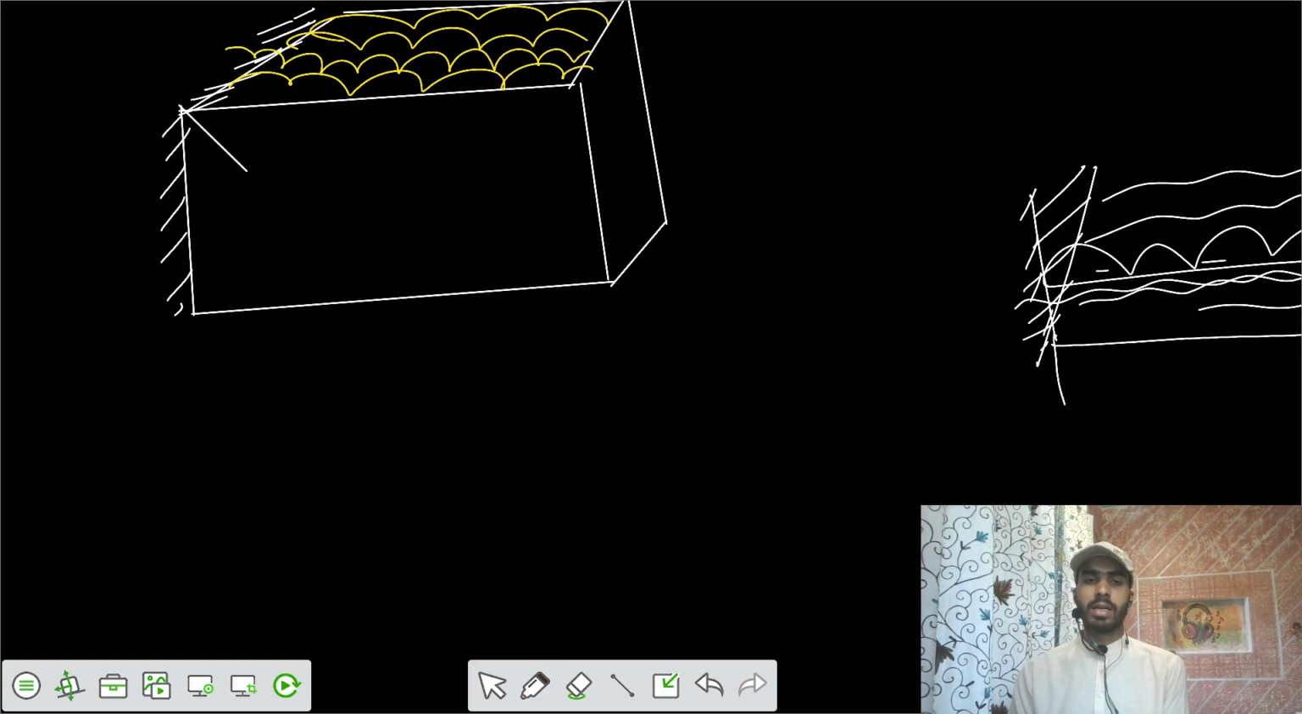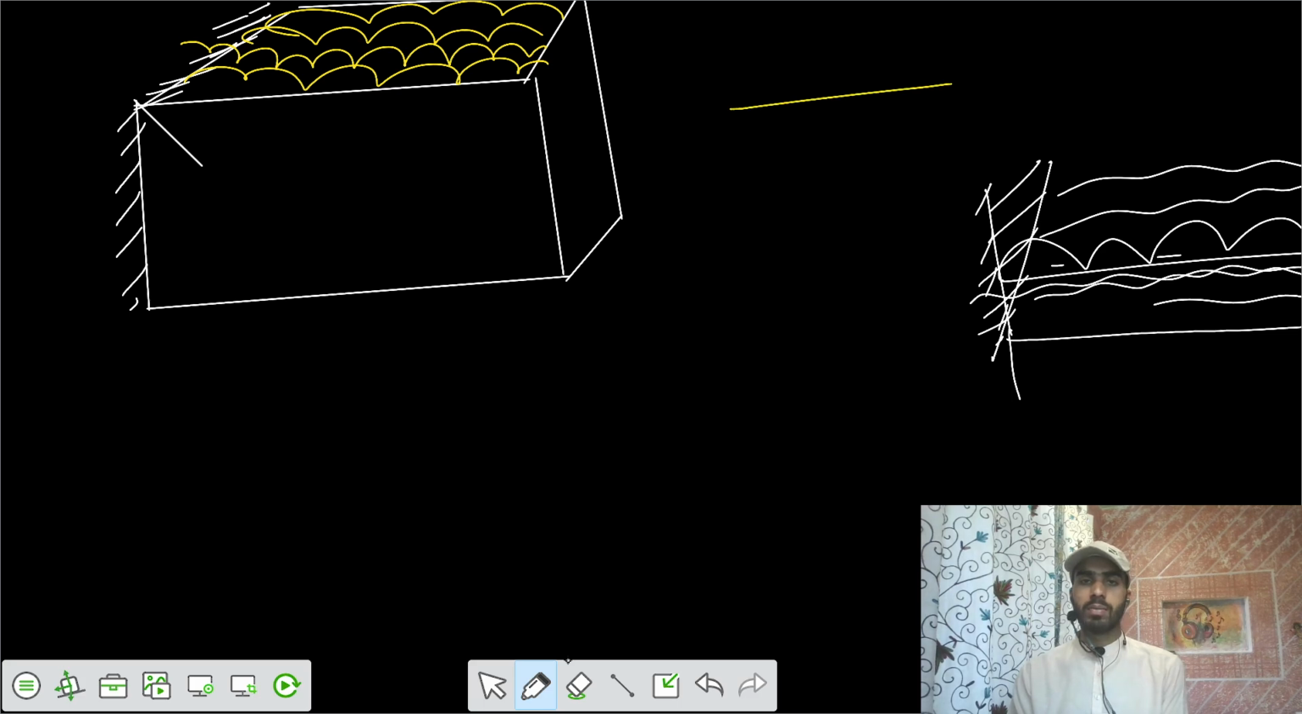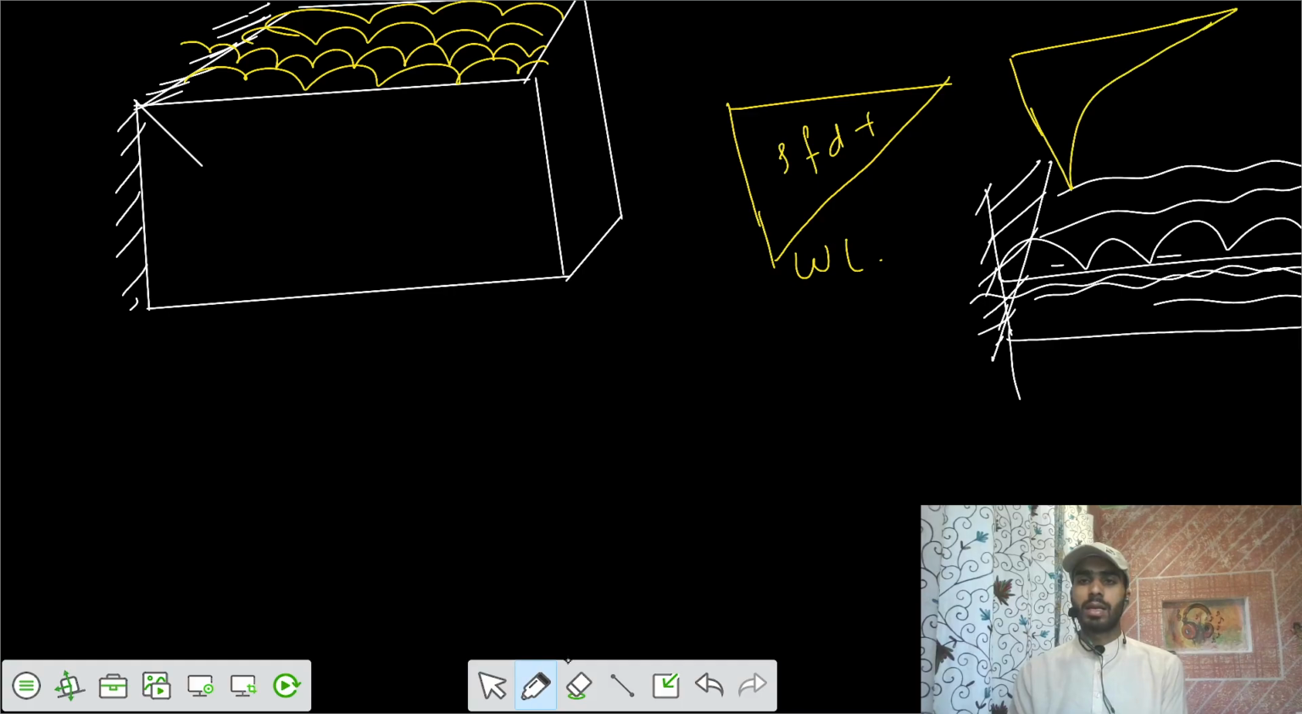Now what would happen? If you draw the shear force diagram, it looks like a linear variation, W into L and positive, and the bending moment diagram is WL square by 2, negative. So your shear force diagram is a linear variation. That means the maximum shear force is at the support side and 0 on the free side.